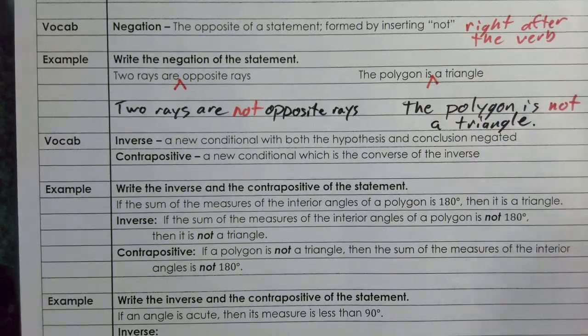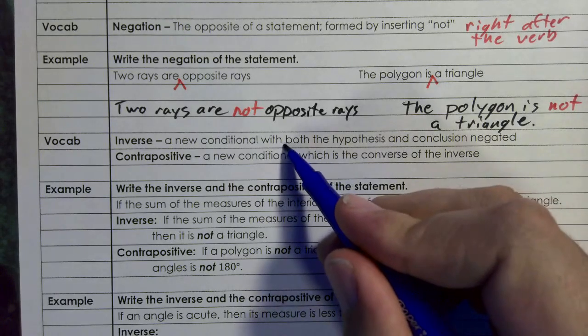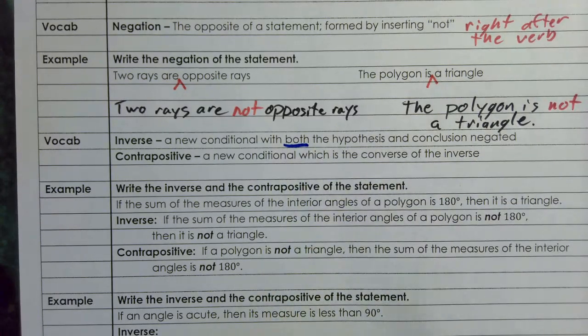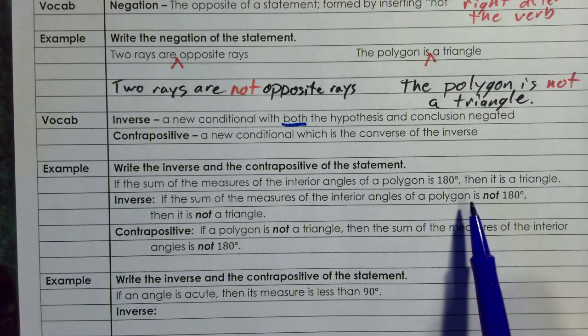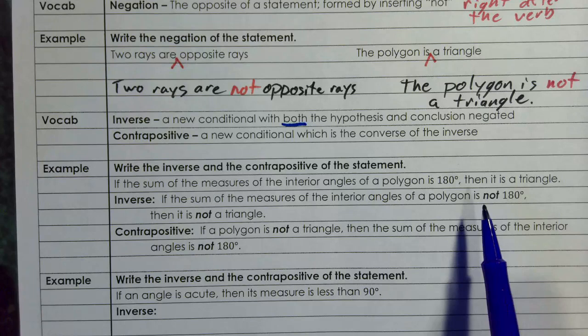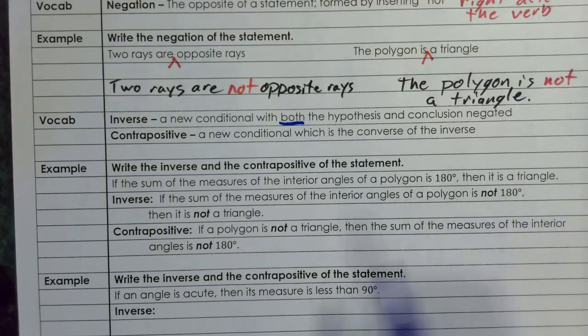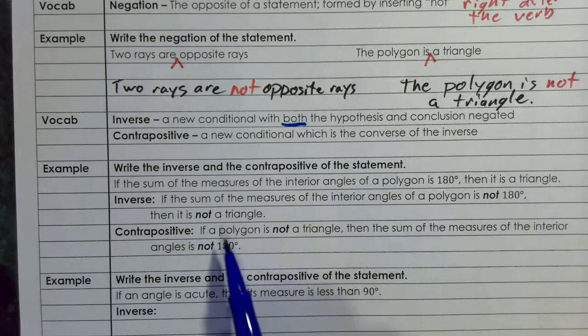So we're going to need those negations in order to create our inverses and our contrapositives. The inverse takes those nots and puts them in both the hypothesis and the conclusion. So the if gets a not and the then also gets a not. You can see that down in this example here. Right after the is, we get a not on the interior angles of a polygon, whatever that is. Then it is not a triangle. So both things get those nots.